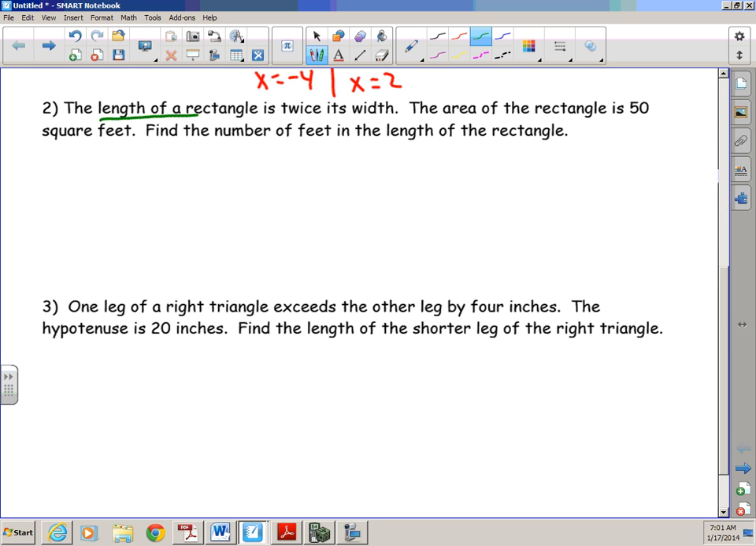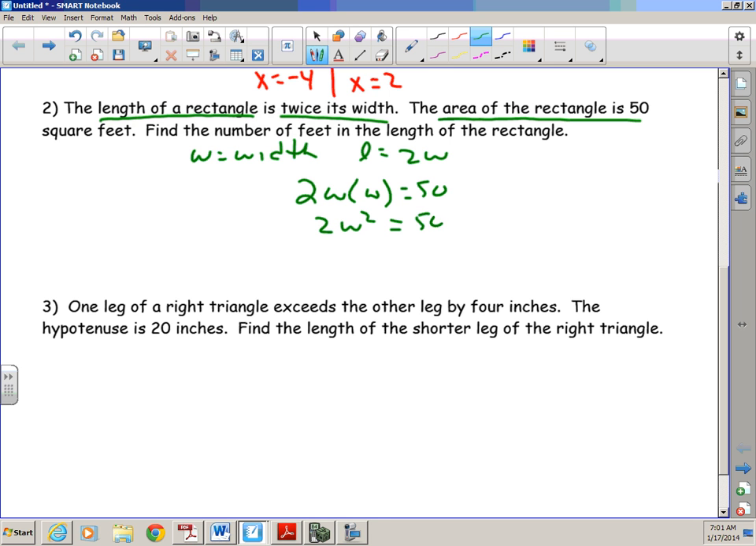All right, next one. Length of a rectangle is twice its width. So W will be width, and the length is going to be 2W. Area is 50. Find the length and width. So formula, 2W times W equals 50. 2W squared equals 50. Divide by 2. W squared is 25. W is plus or minus 5. Okay? I disregard negative 5. So 5 is my width and 10 is my length.